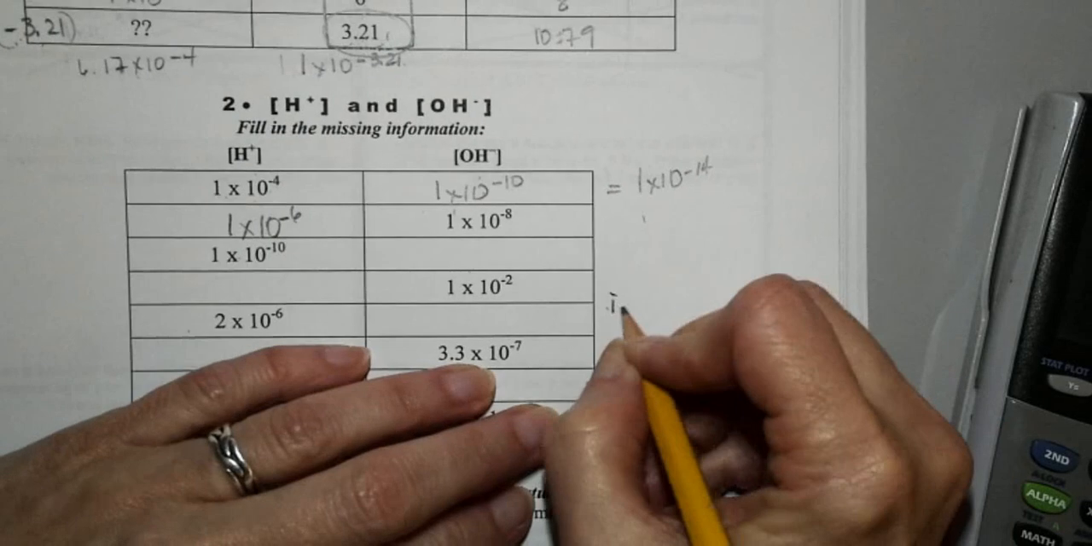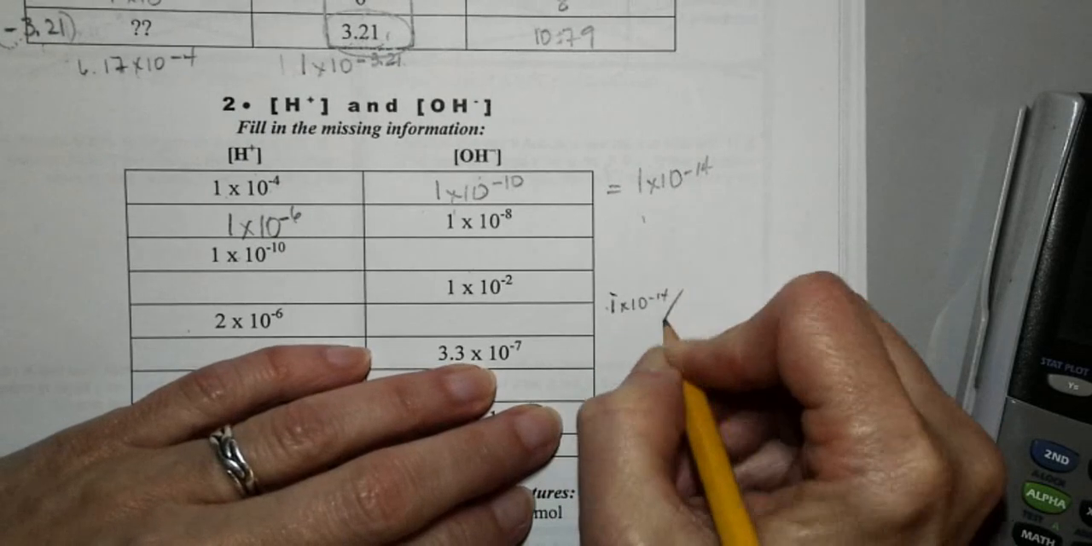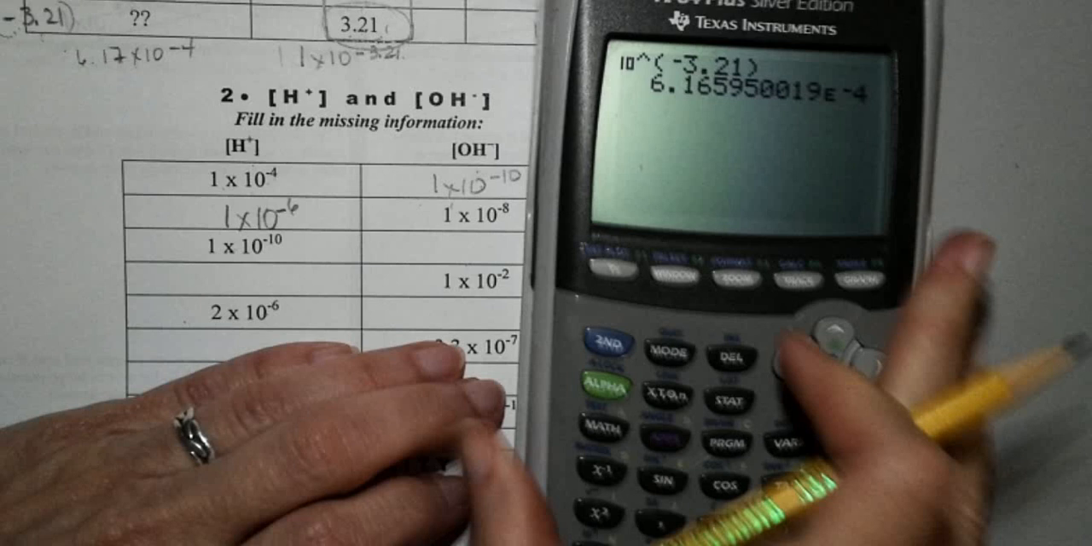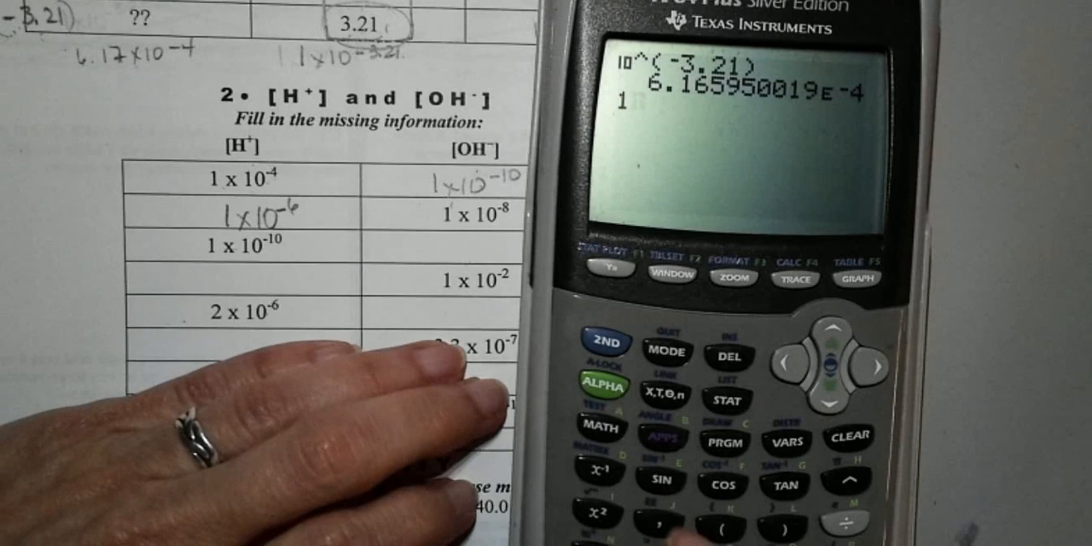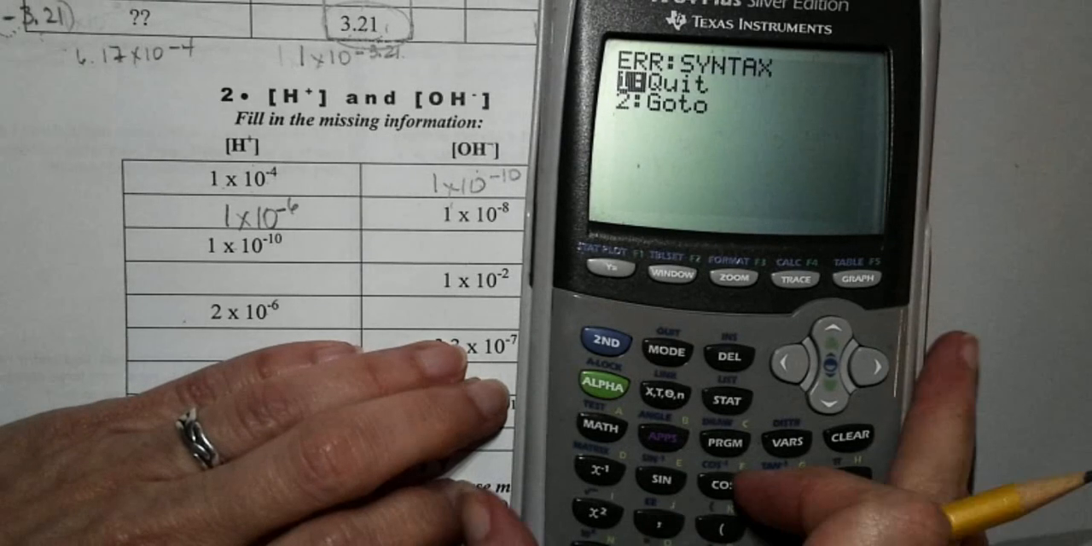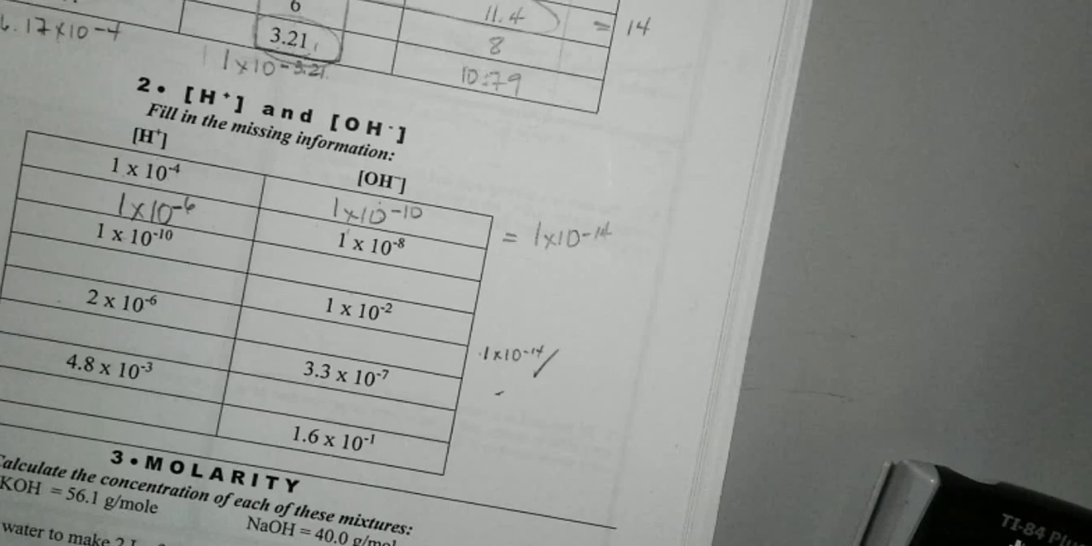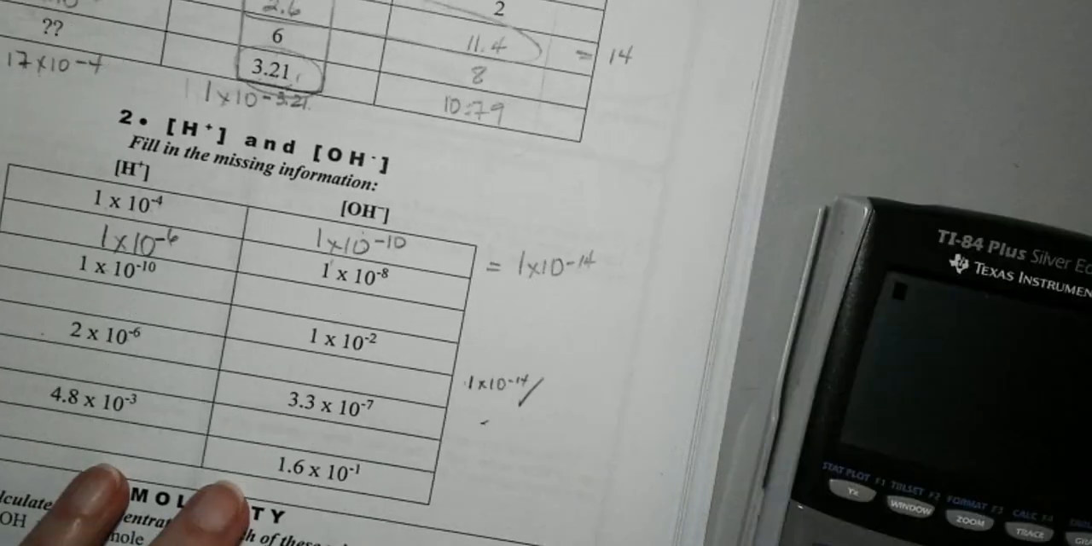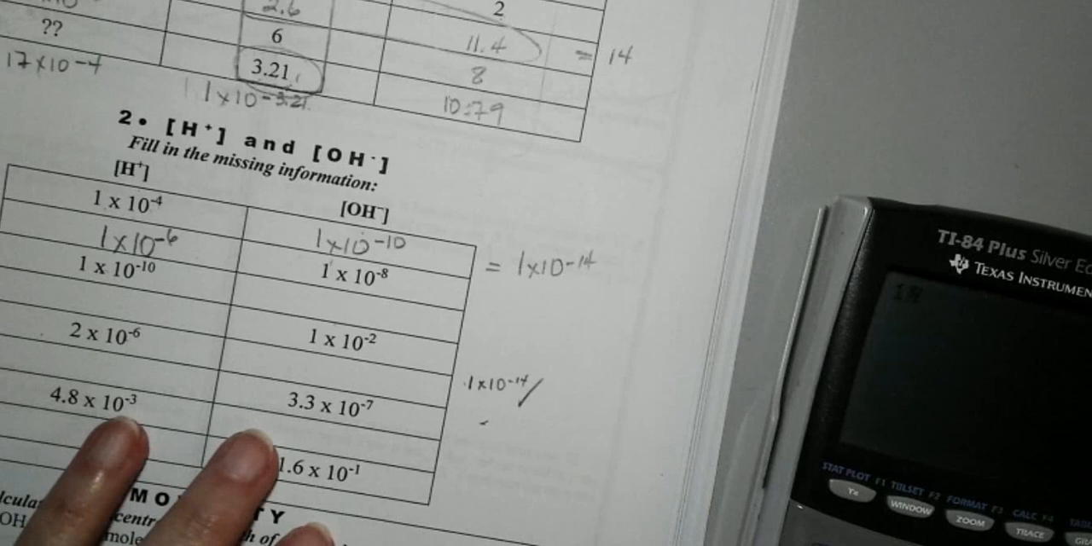So 1 second EE negative 14 divided by 2 second EE negative 6. Oh, what happened? I hit a wrong button somewhere. Oh, I stuck a comma in there. So I got 5 times 10 to the negative 9. Yes?